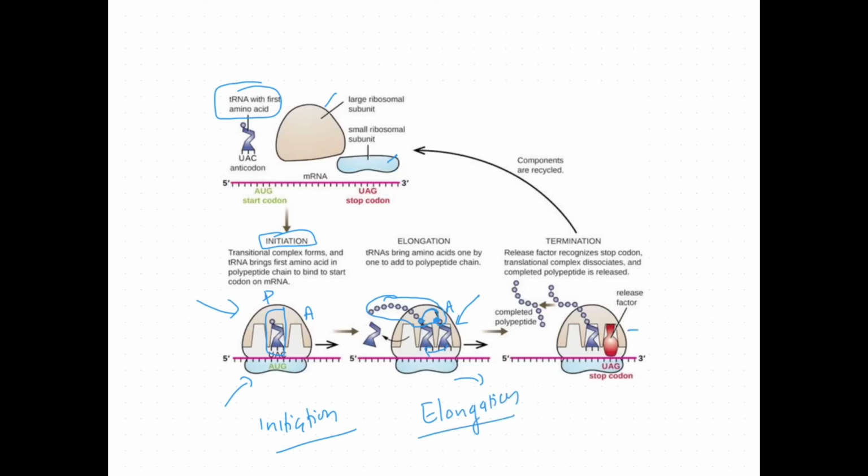When the translation complex reaches the stop codon, no tRNA will bind here because no tRNA can bind to a stop codon. Thus release factor binds there. After the binding of release factor, the protein, larger subunit, smaller subunit and mRNA all get separated. This is known as termination.